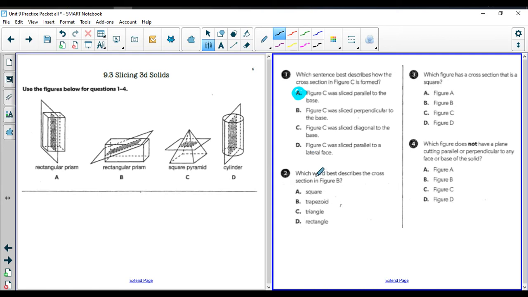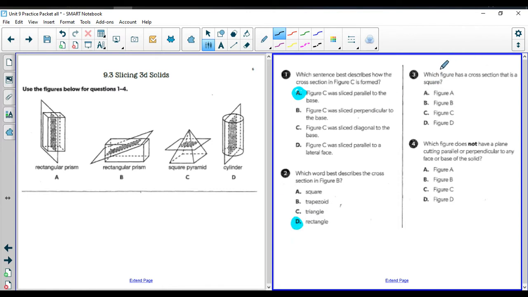For question number 2, which word best describes the cross-section in figure B? So looking at figure B, it looks like we have a 4-sided shape here that's going to be flat across. It goes across the top, down the sides, and out that bottom part. So it looks like everything's going to be pretty even here. So I would say the best choice would be a rectangle then.